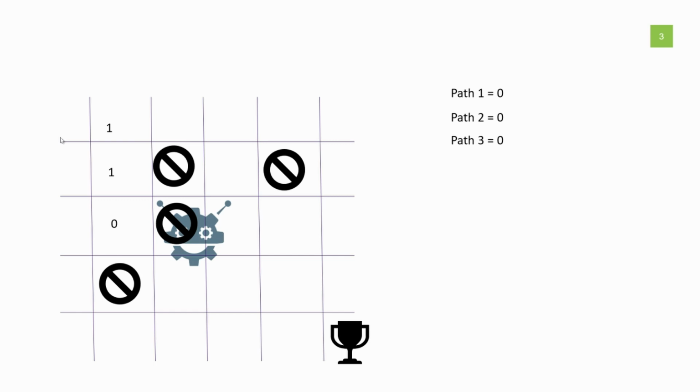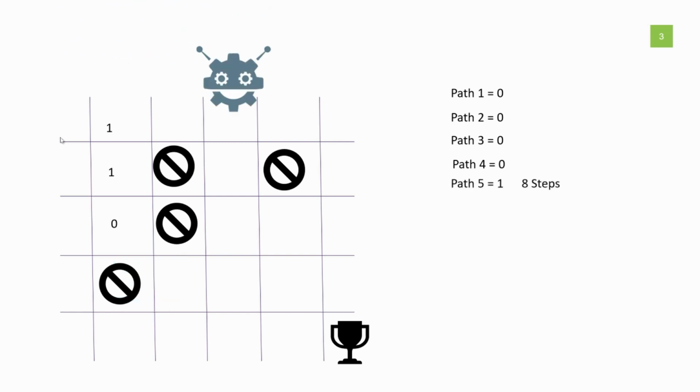So this is how this agent is going to experiment with this environment, and it is going to get 0 or 1. It is going to get a reward or it is going to get a penalty. If it is a reward, it is going to know that this is the correct path. If it is a penalty, it is going to know that it is the wrong path. Now let's imagine it is able to find the right path. Again path 4 is wrong. And now it is able to find the right path, and that too in 8 steps.